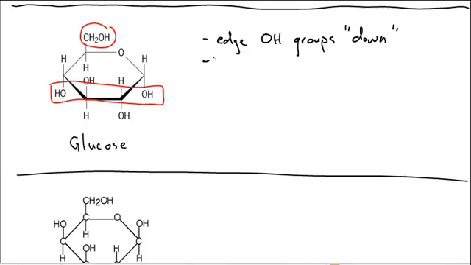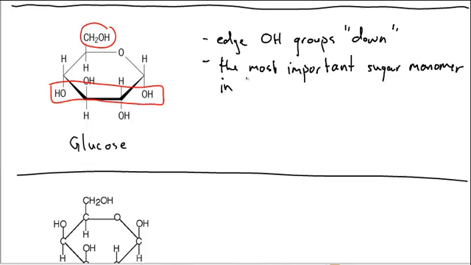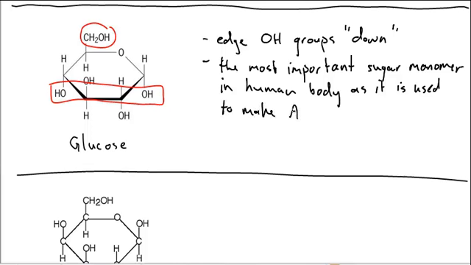Now, glucose is extremely important. Some people argue it is the most important monomer, at least sugar monomer, most important sugar monomer in human body. As it is used to make ATP. Which we mentioned briefly before is the energy currency of the body. If you want to get anything done in your body, you need to spend ATP.